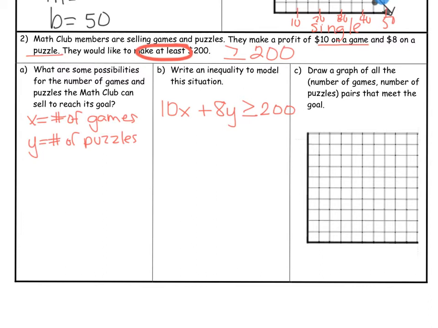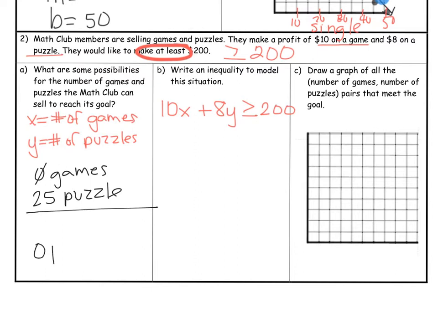So let's assume that they don't sell any games at all. To make a maximum profit of at least $200, they would have to sell 25 puzzles. That's one combination. Well, let's say they didn't sell any puzzles. How many games would they have to sell to make at least $200? They would have to sell at least 20 games.